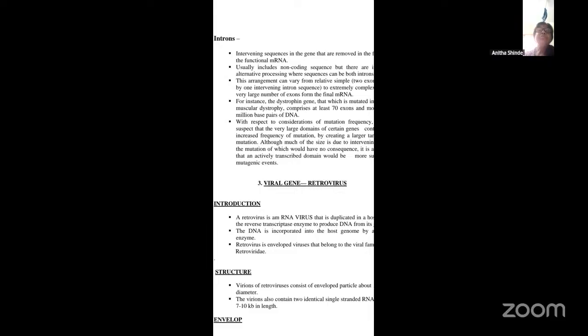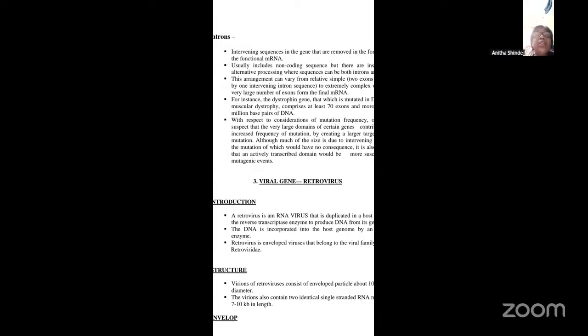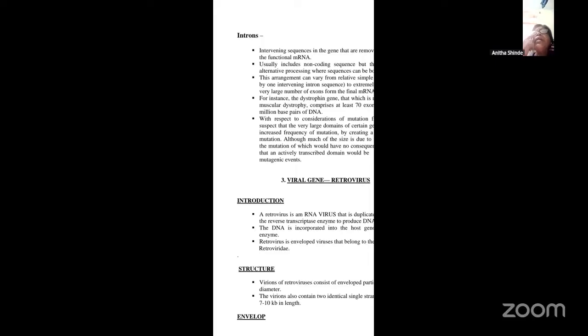But sometimes there are instances of alternative processing where sequences can be both introns and exons. So we will not go into the details. But what we can say is, if you talk about the eukaryotic gene, it is a highly complex structure, because it consists of discontinuous segments. It consists of major exons as well as introns.